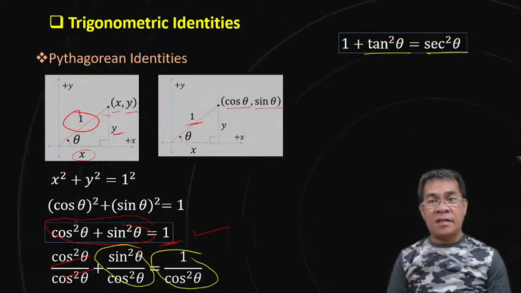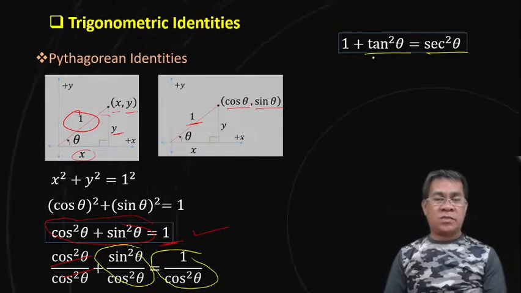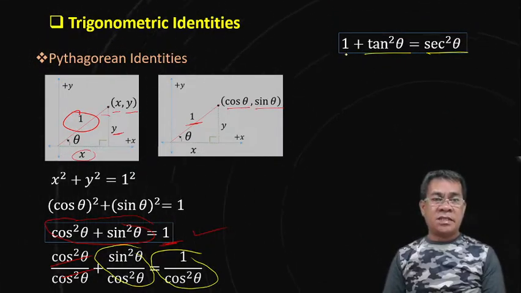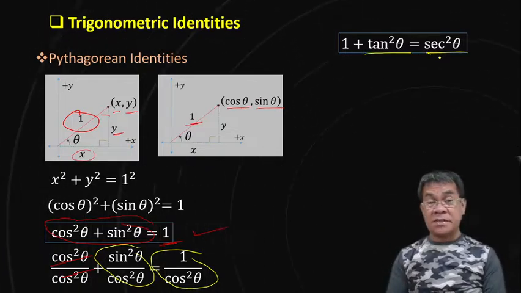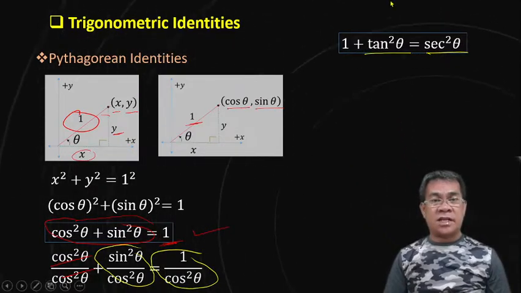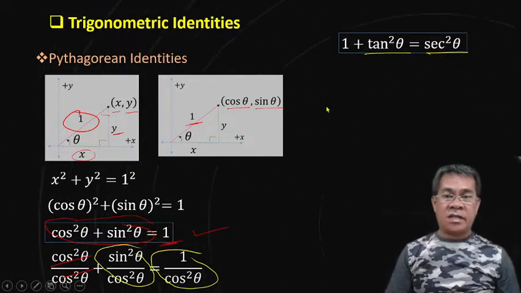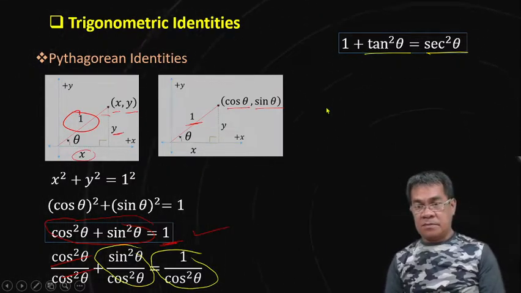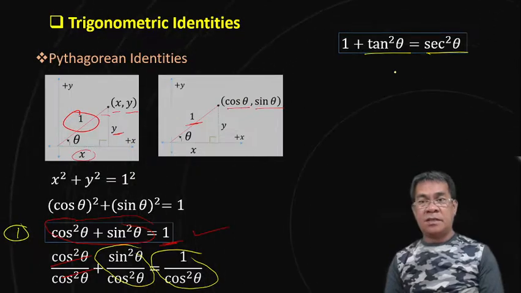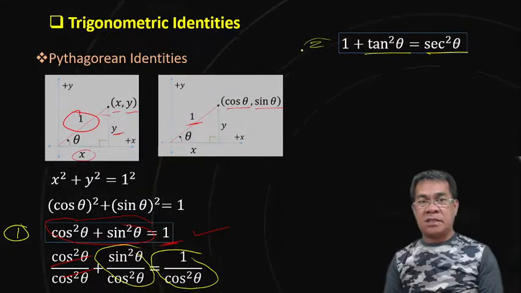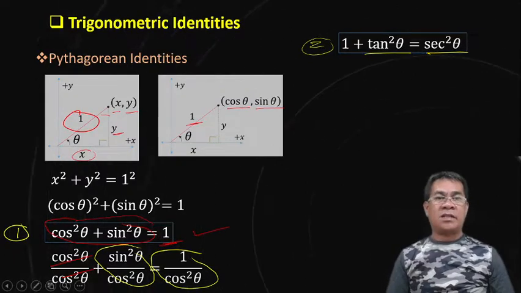Okay? So this will be our number 2, no particular order. This is another Pythagorean identity. So what does it mean? If you can see in the expression 1 plus tangent square theta, then you can replace it with secant square theta. Vice versa. Okay? So this is another Pythagorean identity. So we have the first derived Pythagorean identity, then this is the second derived Pythagorean identity.